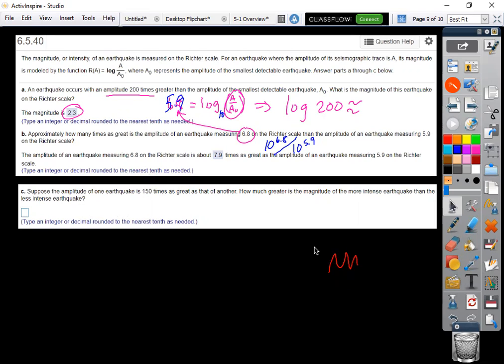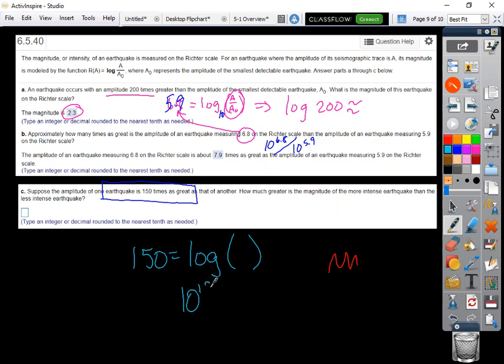And then the last one says, suppose the magnitude of the earthquake is 150 times greater. So again, the magnitude of the earthquake is 150 times as great, and so that's my answer, so I've got that 150. How much greater is the magnitude of the more intense earthquake than the less intense? So you're just solving this out of that ratio, and that's going to be your number of times greater. So 10 to the 150, that's an enormous number.